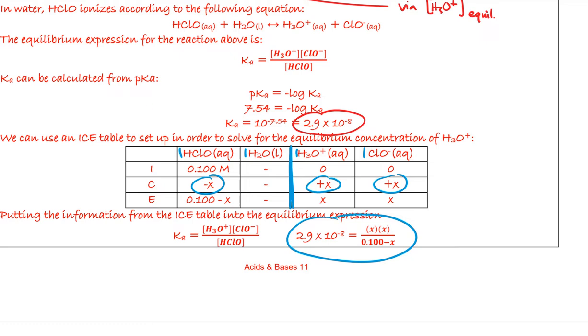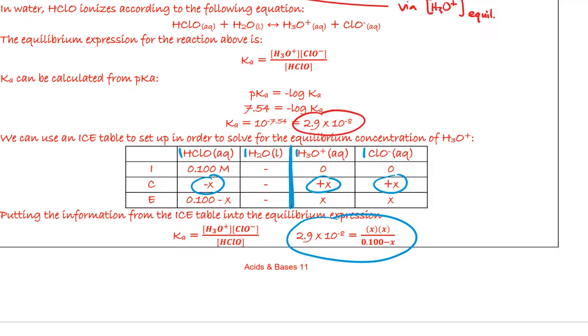The K value we just figured out by way of pKa, we just figured out the Ka above: 2.9 times 10 to the negative 8. And then we're filling in the place of those concentrations what we've got in our equilibrium line, x, x, and 0.1 minus x. Now we might look at this and say, I can solve this with quadratic.